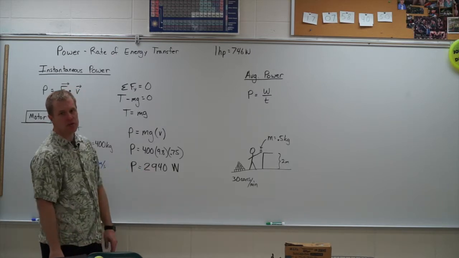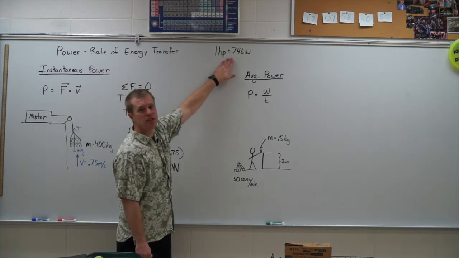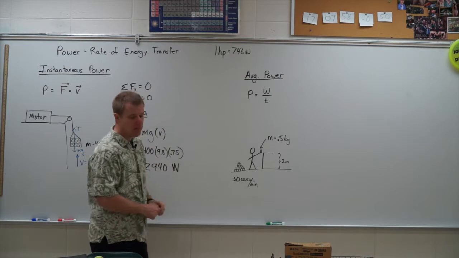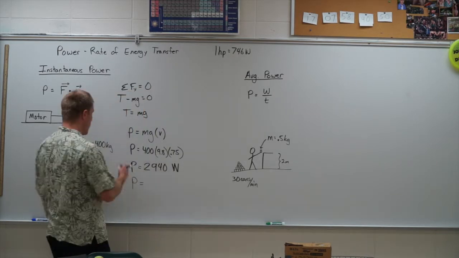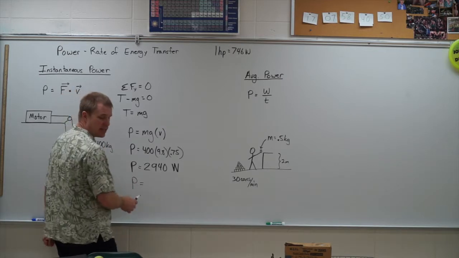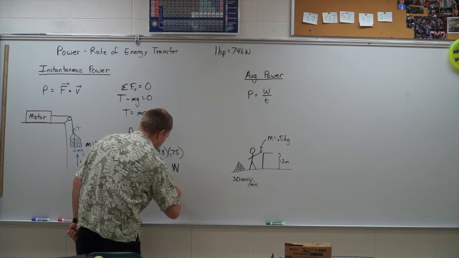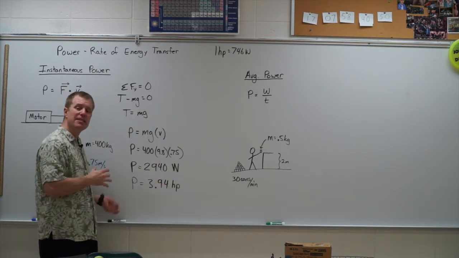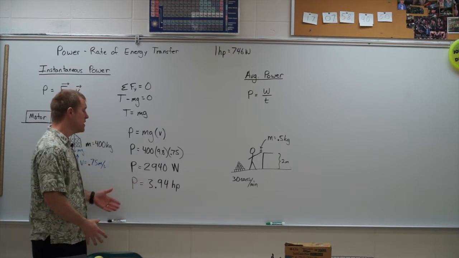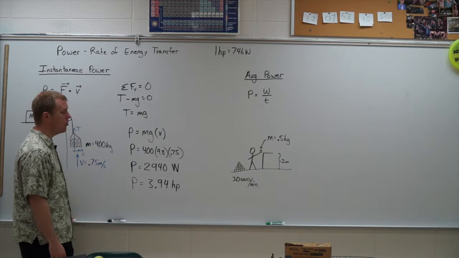Now we also use horsepower from time to time, so we do need a conversion factor that 746 watts is 1 horsepower. So if I do convert this to horsepower, the power for this motor to maintain this speed as it hoists it up is 3.94 horsepower. Okay. Now that isn't by any means the maximum that motor needs, but that is the power it needs to maintain this speed for this load.